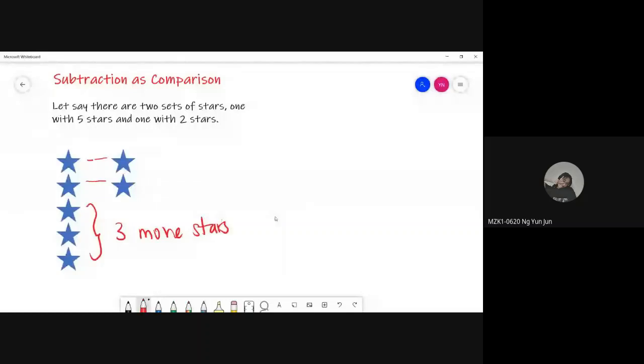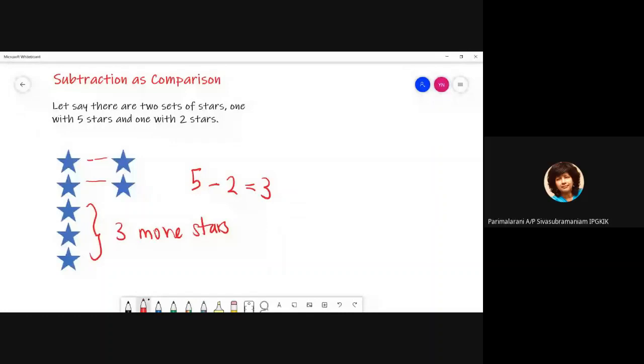This process of comparing two sets can also be written as 5 minus 2 equals 3 in symbols, and in a sentence we say the difference between 5 and 2 is 3. That's all from me. Thank you.